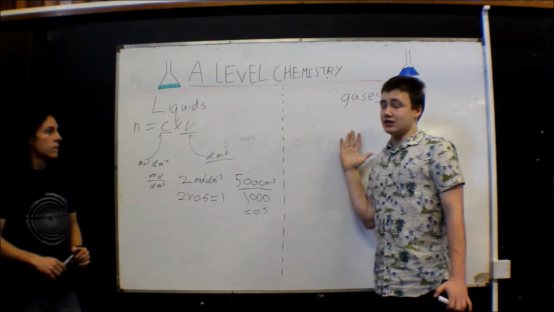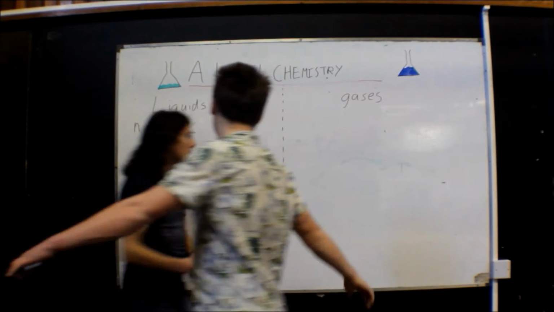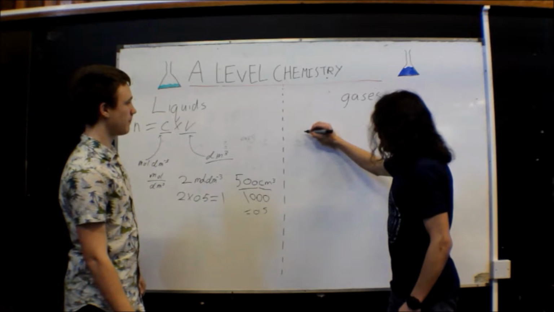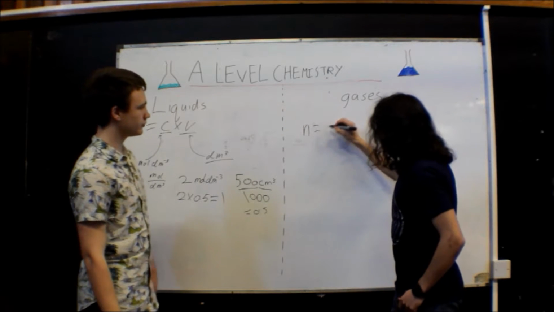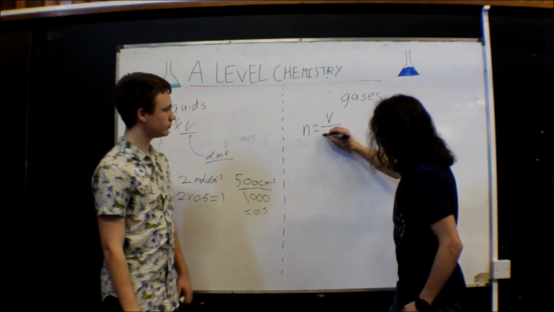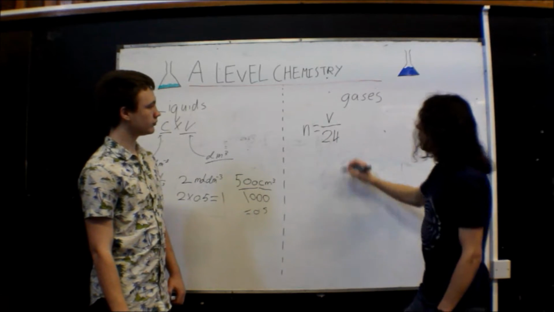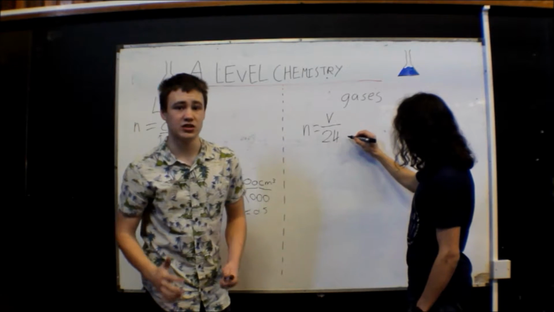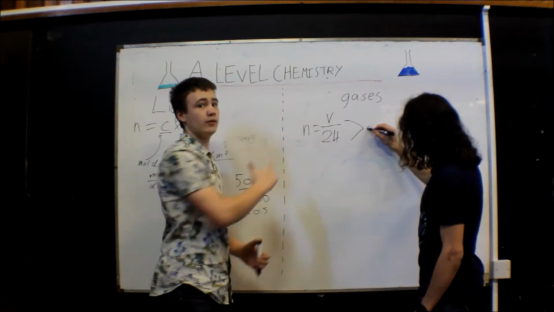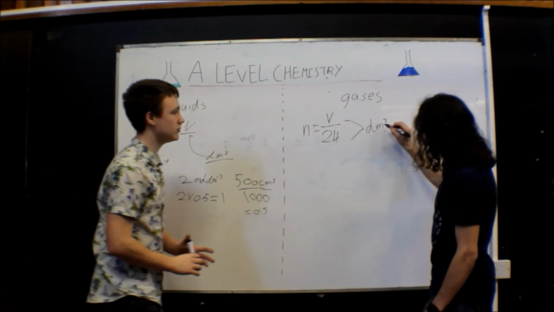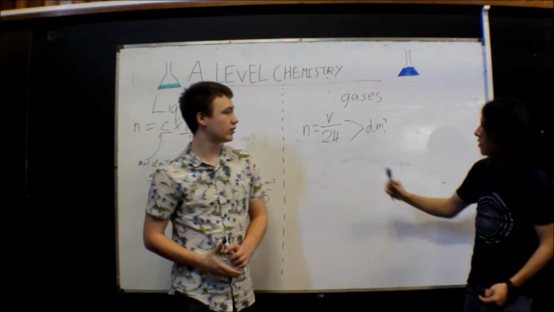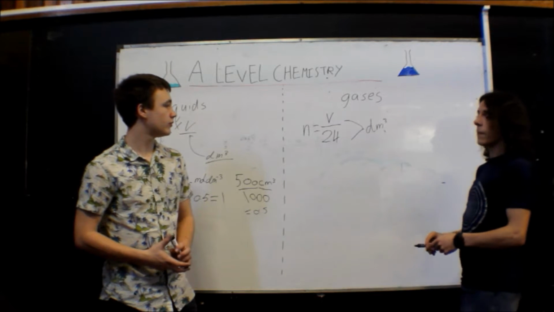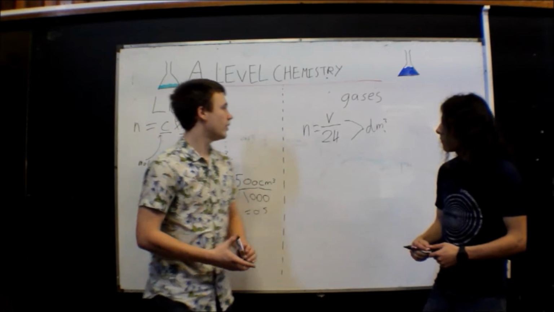Now let's move on to the gases side again. There's another mole equation. So what is it? Well, moles equals volume over 24, but only if the volume is in decimeters cubed. Another way of saying that is this 24 is in decimeters cubed, so for it to work, the volume has to be in decimeters cubed. If it wasn't, however, you could just change this to 24,000. It would get rid of the dividing by 1,000 step. That's right, you can do either.